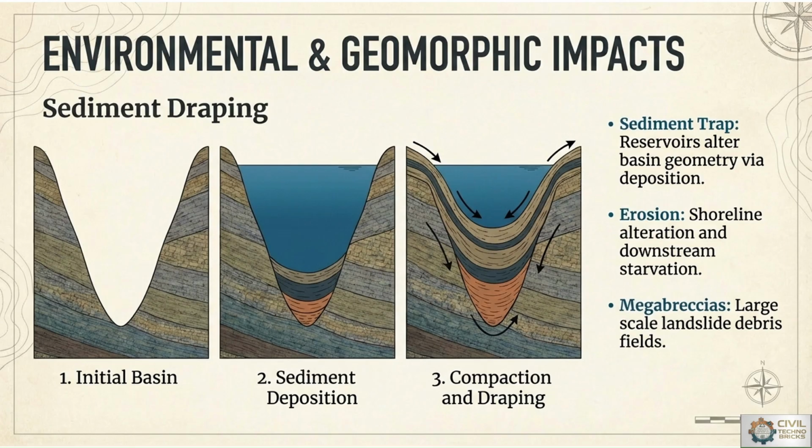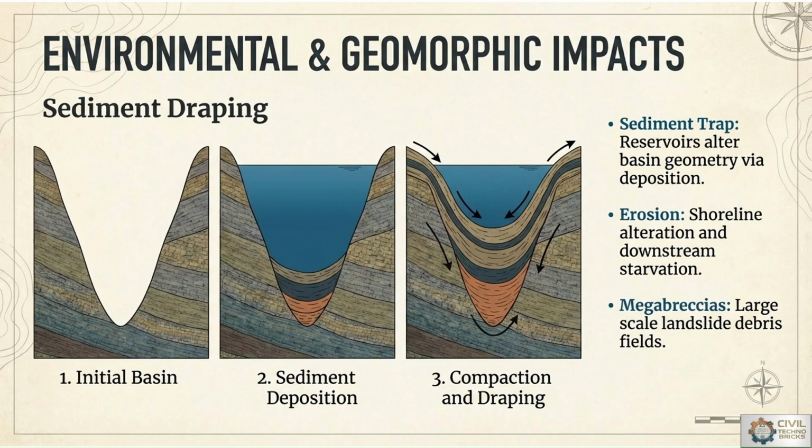Environmental and geomorphic impacts. Here we have to trap the sediment. First is sediment trapping, at the initial basin with a V shape. Second is sediment deposition, where that V shape is minimized due to sedimentation. Third is compaction and trapping, where a large amount of the valley is captured by that sediment. So the sediment trap is the reservoir after basin geometry changes via deposition.